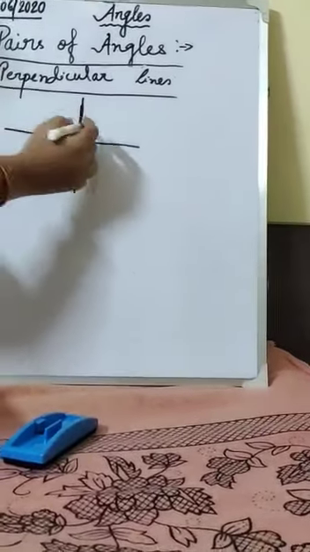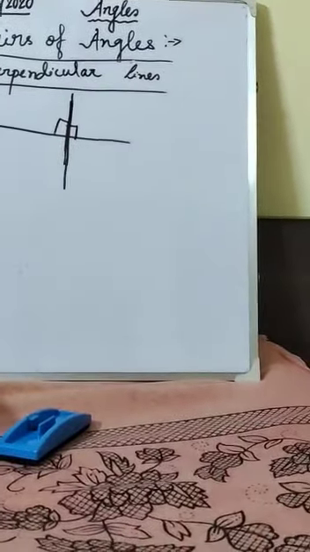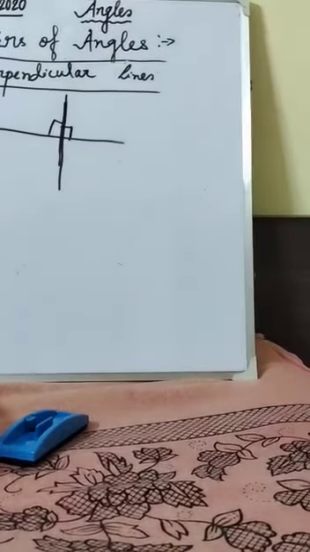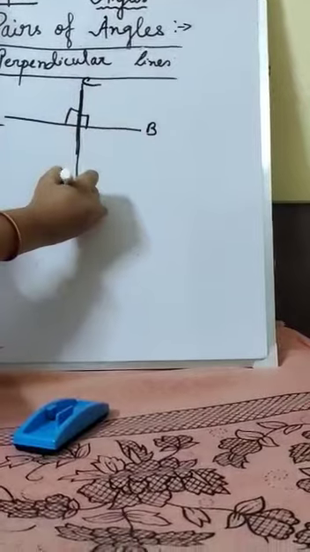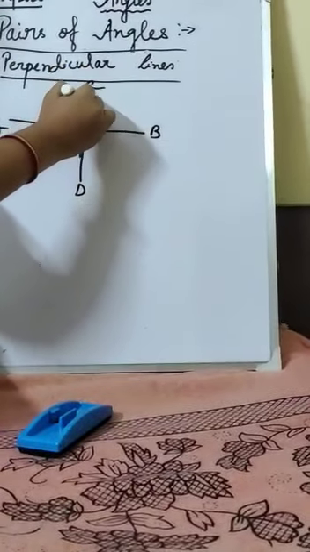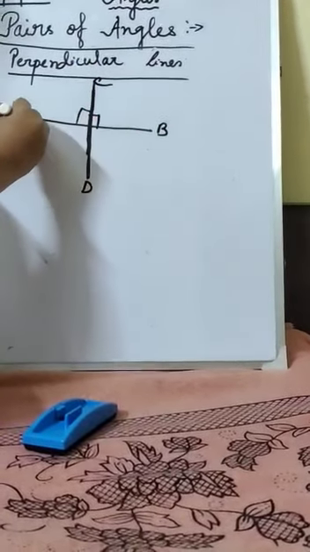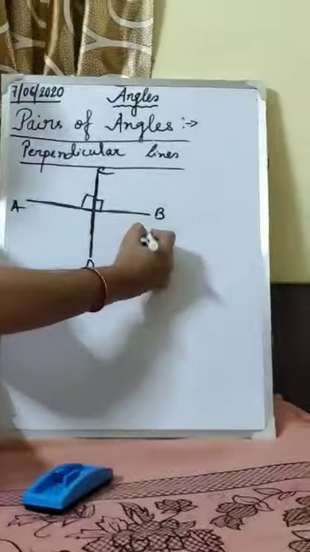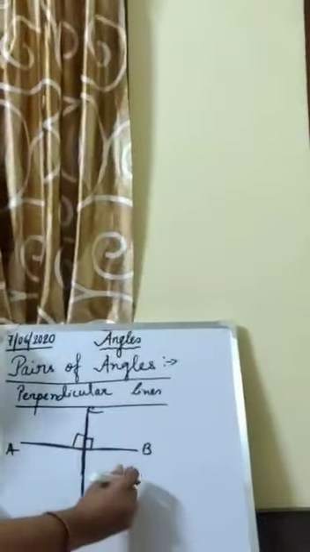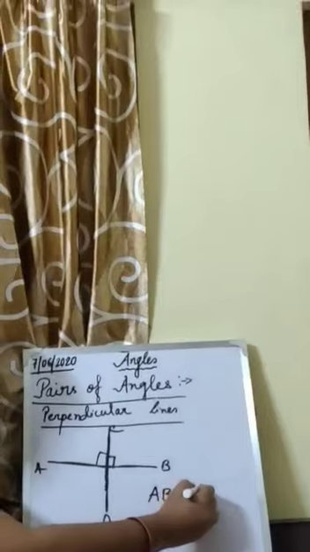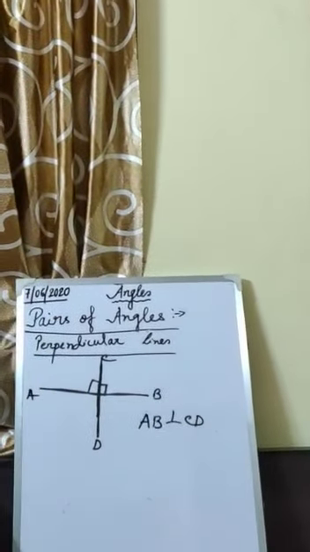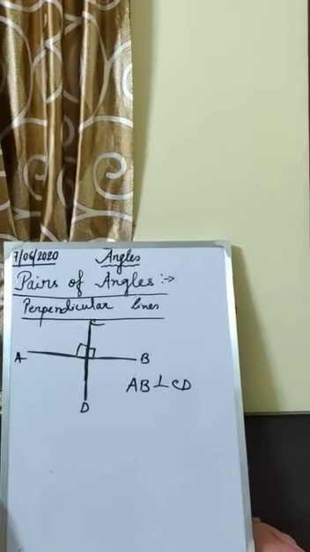So this is known as what? This is known as perpendicular lines. Means suppose AB is a line and CD is a line. This CD, when it intersects the line AB, makes an angle of 90 degrees. So you can say that AB is perpendicular to CD, or vice versa, CD is perpendicular to AB.